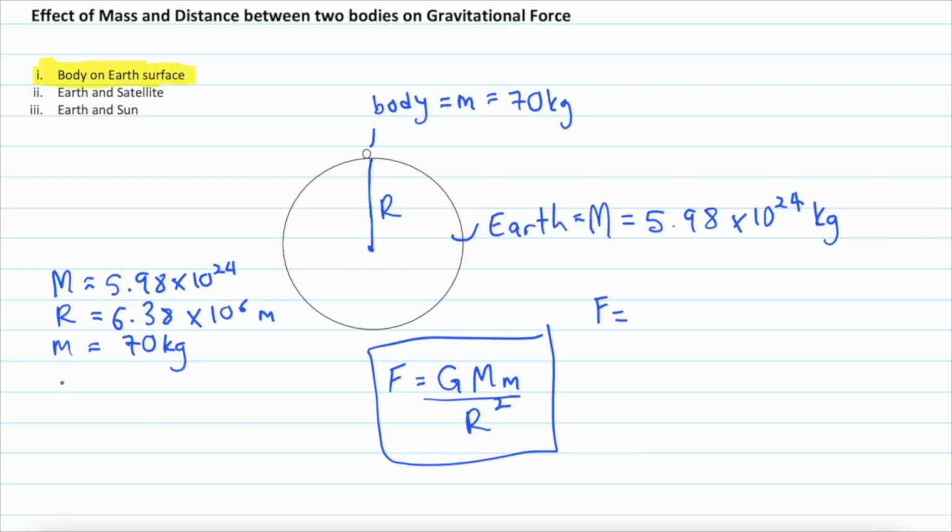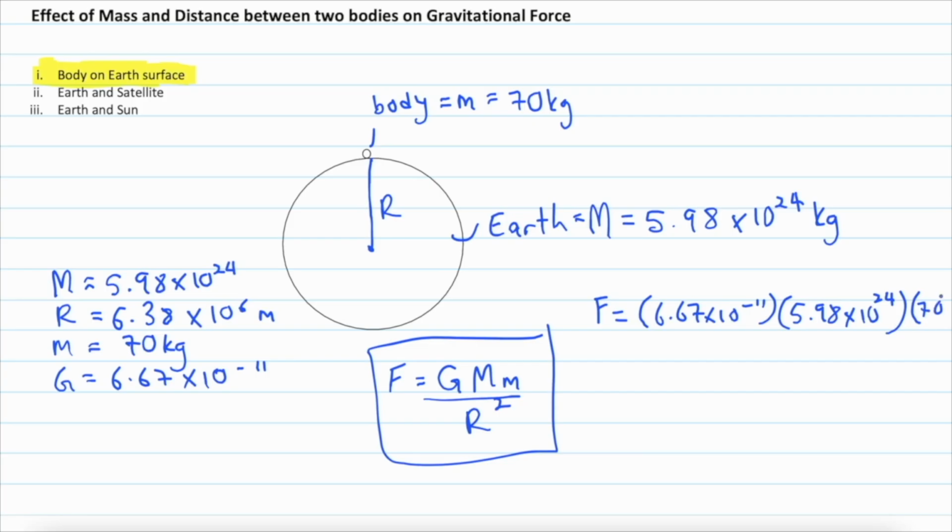I'll just put the big G value here as well. Big G equals 6.67 times 10 to the power of minus 11. So we have 6.67 times 10 to the power of minus 11, times the mass of the Earth, which is 5.98 times 10 to the power of 24, times small m, which is 70, the mass of the object, over the radius of the Earth, which is 6.38 times 10 to the power of 6.